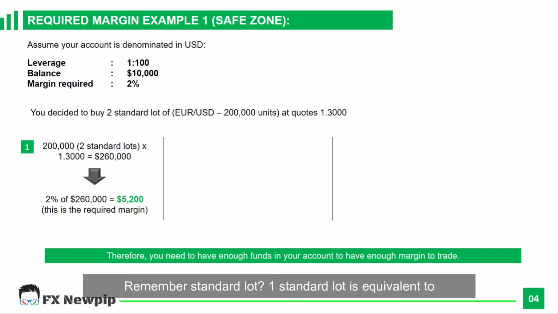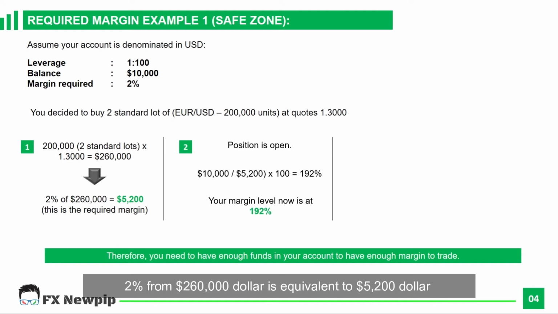One standard lot is equivalent to 100,000 units of currency, or $10 per pip. So if 2 standard lots is 200,000, times 1.3000 the quote, which will bring us a total of $260,000. 2% of $260,000 is equivalent to $5,200, and this is the required margin from your account.